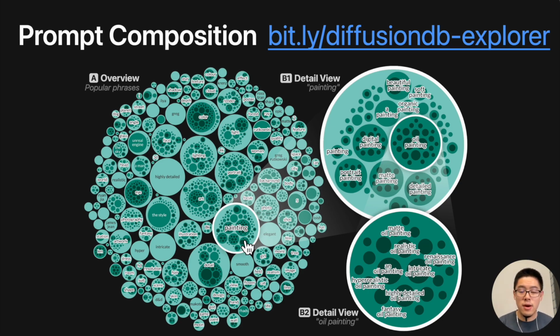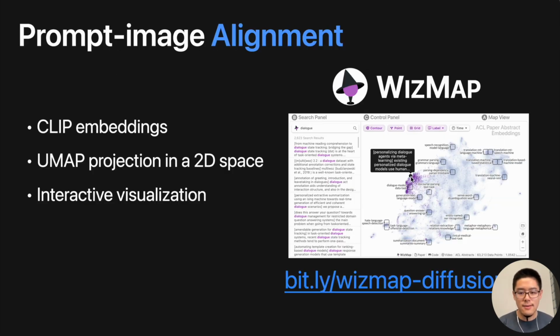We also study the prompt-image alignment by using CLIP embeddings. So we generate CLIP embeddings for the prompts and the images, with the same prompt paired with the same image, and then we put them together. We visualize them in 2D space, and we see how they differ. You can also visit the link in the slides to see the tool in your browser.